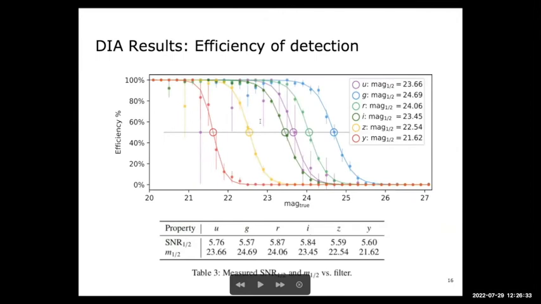We can also do it in magnitude space. When you do it in magnitude space, you need to split in filters. They have different depth. And this is what we get here, a value for the magnitude 1/2 efficiency.